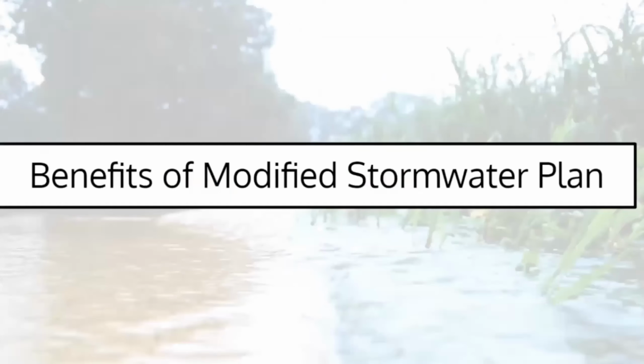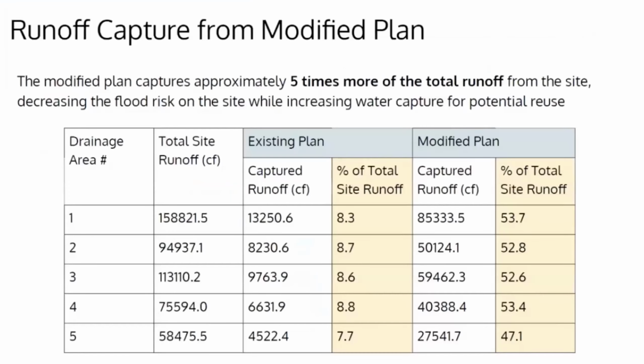The modified stormwater plan thus presents many benefits. First, it captures significantly more runoff than the existing plan. As this table shows, the modified plan captures approximately 5 times more total runoff from the site. This means less overland flow, lower risk of flooding during long periods of rain, and more treated stormwater.